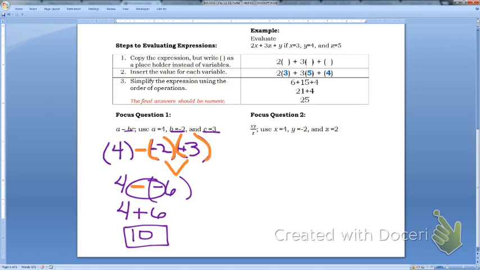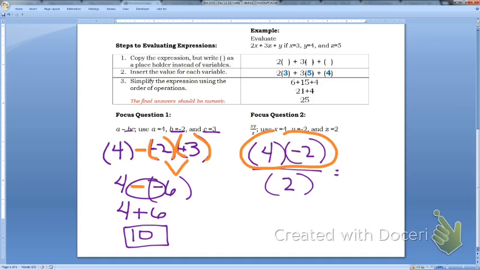One last focus question, and then you can do some guided practice problems. X times y over z, so I'm going to make a set of parentheses for my x, my y, and over my z. Fill in each parenthesis with the appropriate value, so x is 4, y is negative 2, and z is positive 2. Use my order of operations. I have a multiplication up on top and a number on bottom of a division.